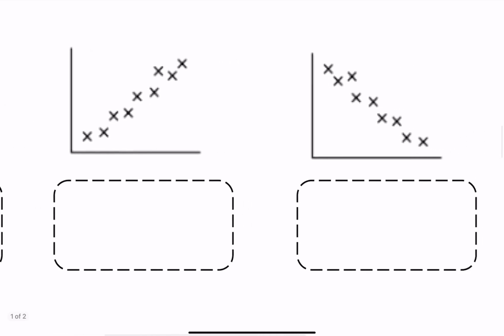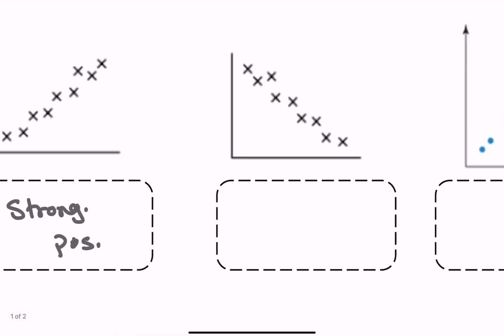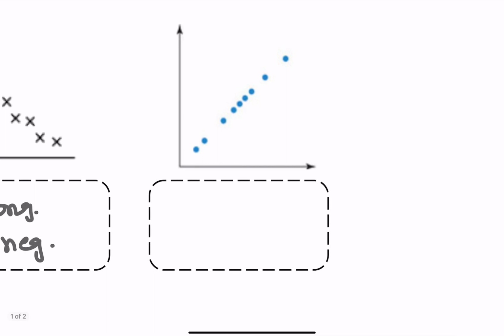This one we can tell the dots are going upward and they're really close together. They're almost forming a straight line, so this is going to be a strong positive correlation. Same with this one. The points are really close together, so it looks like it's making almost a straight line, and we can tell it's going in a downward fashion, so this is going to be a strong negative. This one looks like it's almost exactly a straight line, and it's going upwards, so this is going to be a strong positive correlation.